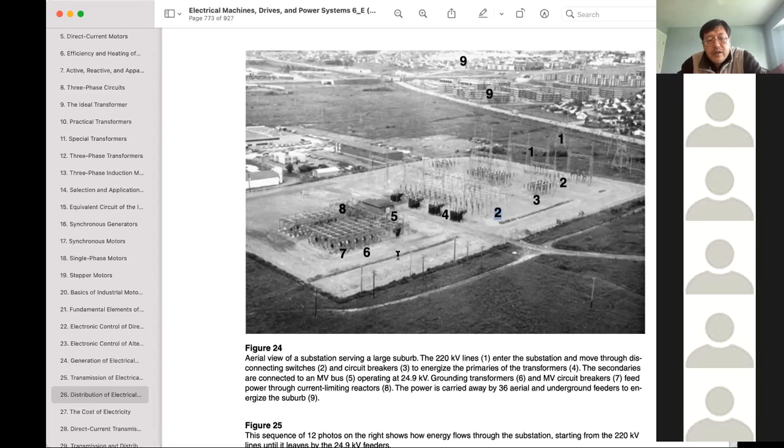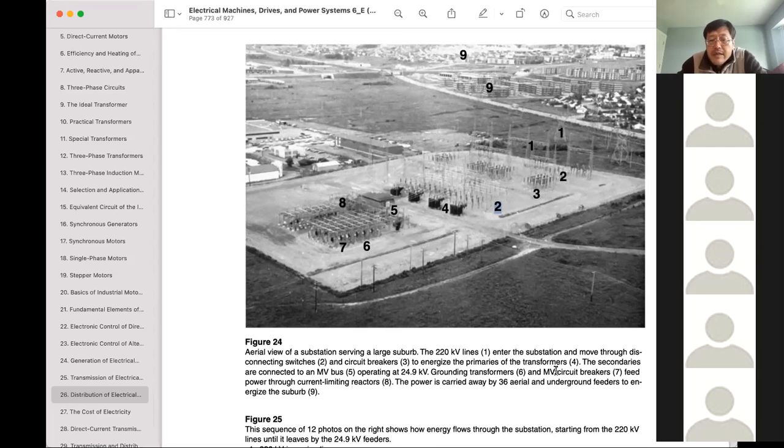And after the transformer, number 5, what is number 5? Number 5 is the medium voltage bus. And number 6 is grounding transformers and the circuit breakers. So you also have circuit breakers, and you also have grounding transformers. That provides a ground, creates a ground.